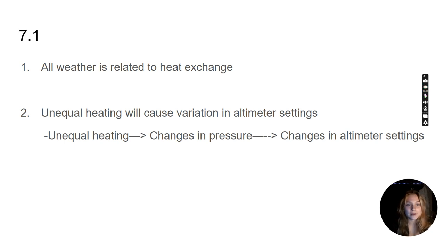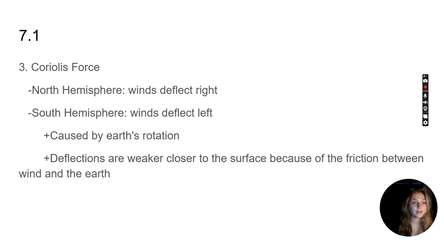7.1. All weather is related to a heat exchange. So if there's some sort of heat exchange going on, there's some sort of weather going on. Unequal heating will cause variation in an altimeter setting because unequal heating will change pressure, and pressure is what affects altimeters. So they are directly related, but that is why.